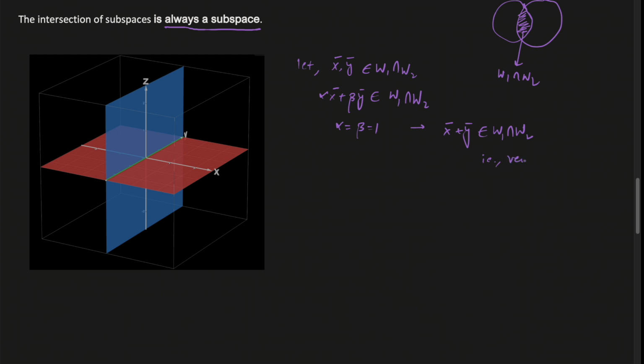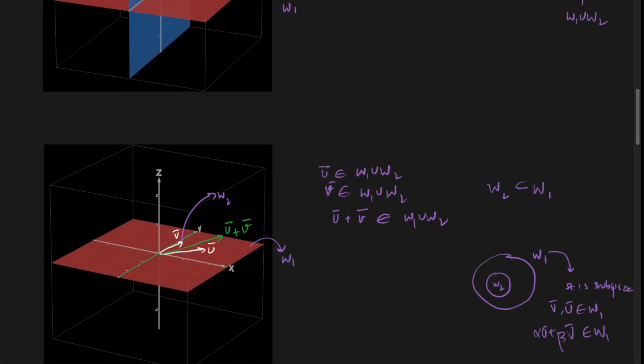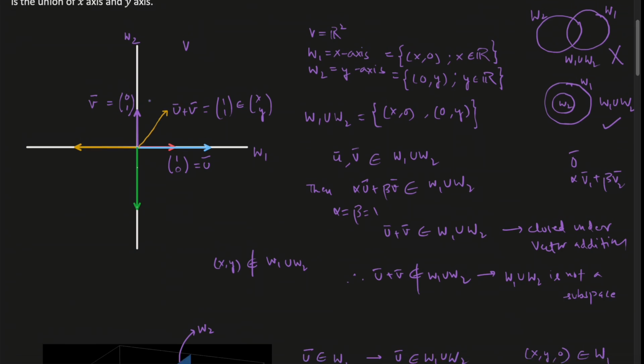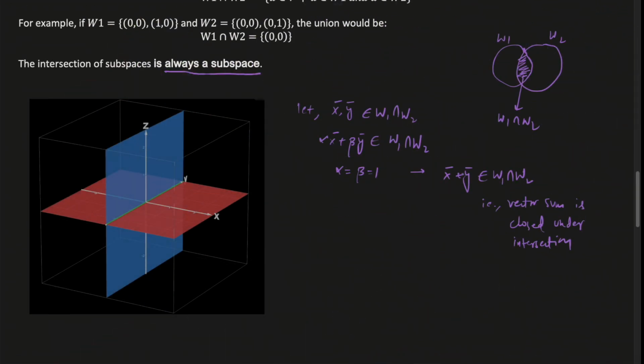That is, the vector sum should be closed under intersection, right? We have seen that vector sum is not closed in two of the earlier cases. In this case, vector sum is closed, but in those two cases, vector sum was going outside the union. We need to prove that the vector sum is closed under intersection. And if we prove that x plus y belongs to the intersection, then it generalizes for any alpha and beta. It is given that x and y belong to the intersection.